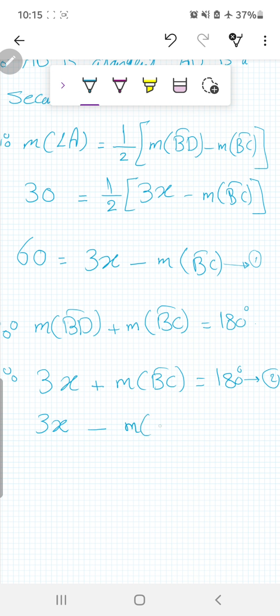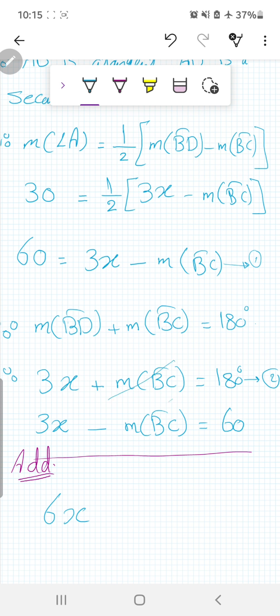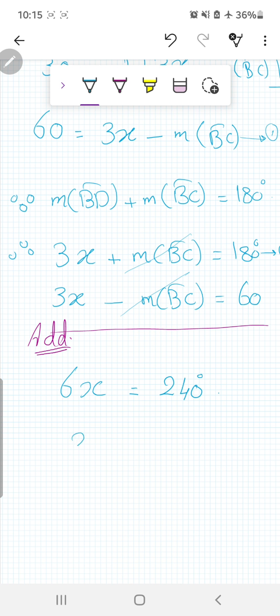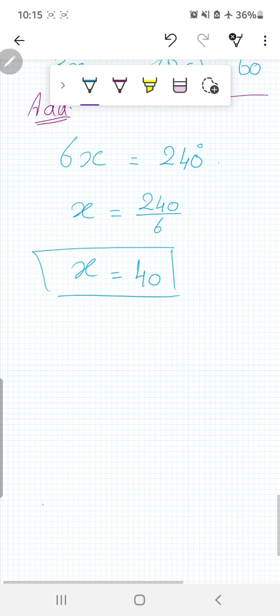3x minus the measure of arc BC equals 60. Adding the two equations, the measure of arc BC cancels out, and we have 6x equals 180 plus 60, which is 240. Dividing both sides by 6, we have 240 divided by 6, so the value of x will be 40. Thank you.